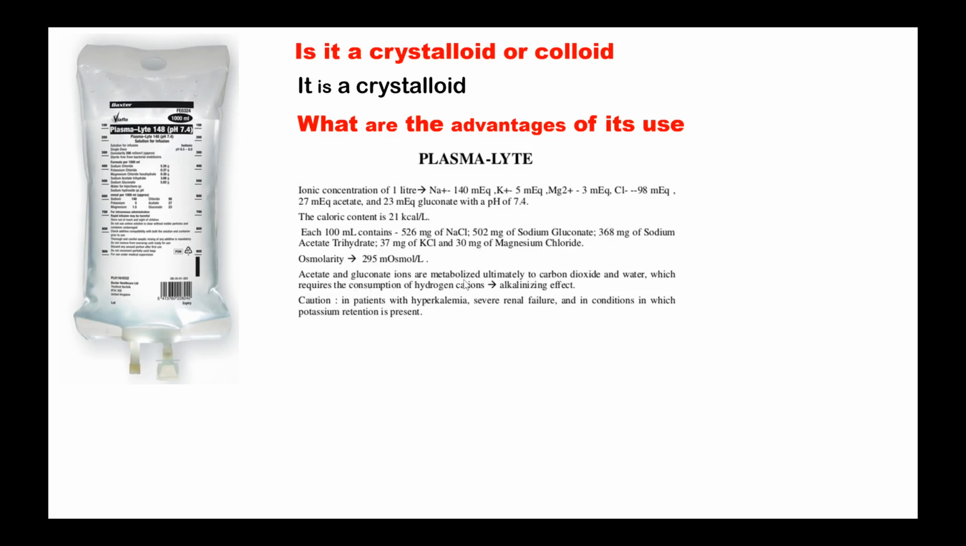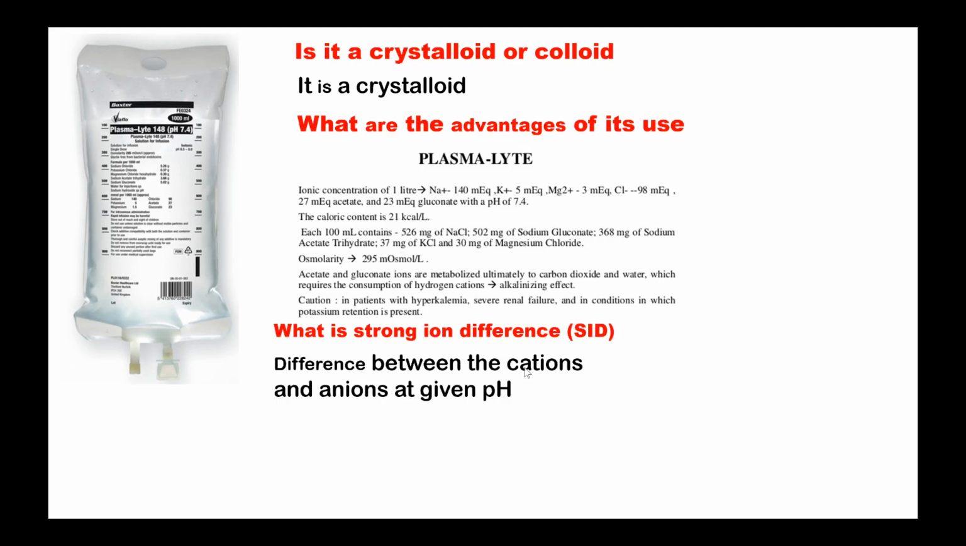Acetate and gluconate are converted to carbon dioxide, which requires consumption of hydrogen ions. So an alkalinizing effect is there. In patients with hyperkalemia, there is caution regarding potassium. What is strong ion difference? It is a concept for determining the pH value. It's the difference between the cations and anions at a given pH.